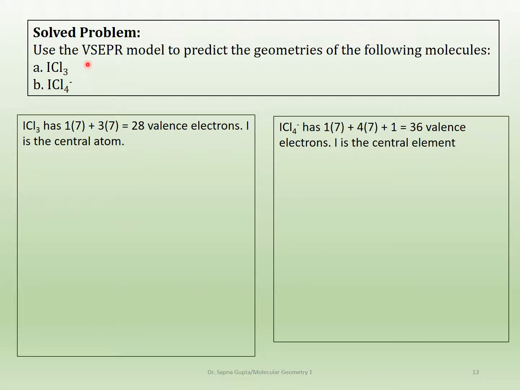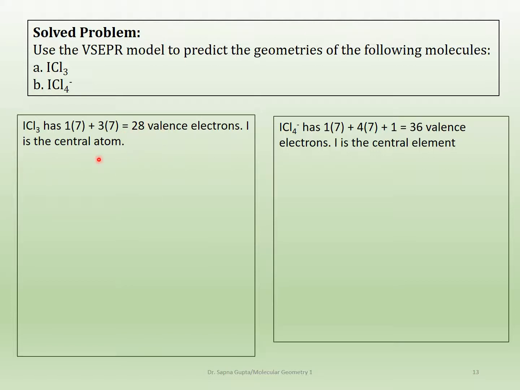Another solved problem: use again the VSEPR model to predict the geometry of the following molecules, ICl3 and ICl4 minus. Both of these are iodine compounds, or you can say also within the halogen group. One again is a neutral and one is a charged compound, or an ion. So let's look at the first one, which is ICl3, iodine trichloride. Both iodine and chlorine have 7 electrons in the valence shell. By the time you add everything up, you have 28 valence electrons.